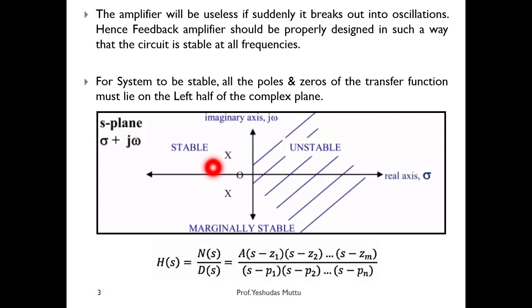We can see over here there are some poles denoted by x and zeros by 0. If they are on the left side, they are stable. On the right side, they are unstable. And if they lie on the axis, it is marginally stable. A brief idea about poles and zeros, which you will study in detail in SAS.